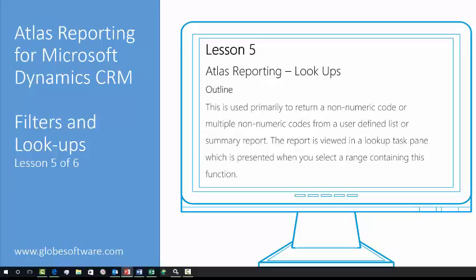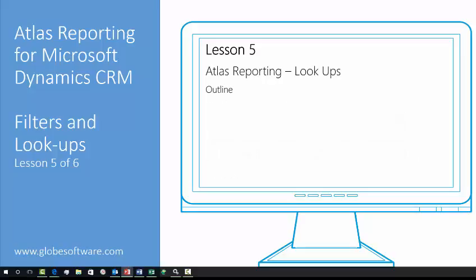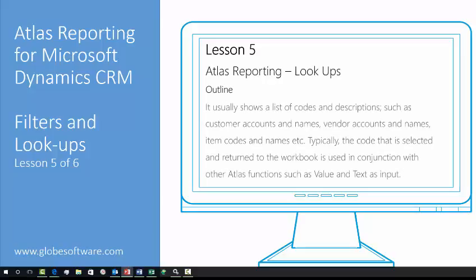This is primarily to return a non-numeric code or multiple non-numeric codes from a user-defined list or summary report. The report is viewed in a Lookup task pane, which is presented when you select a range containing this function. It usually shows the list of codes and descriptions such as customer account names, vendor accounts, and item codes. Typically, the code that is selected and returned to the workbook is used in conjunction with other Atlas functions such as value and text as input.